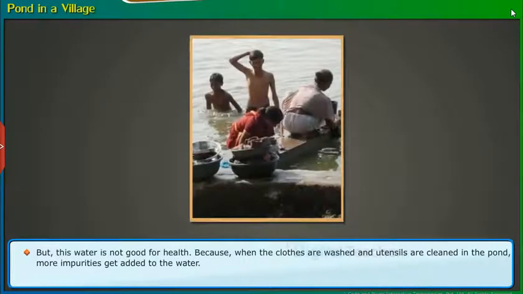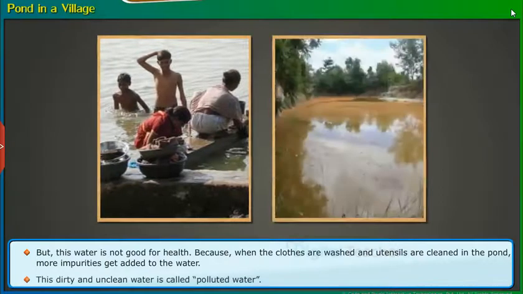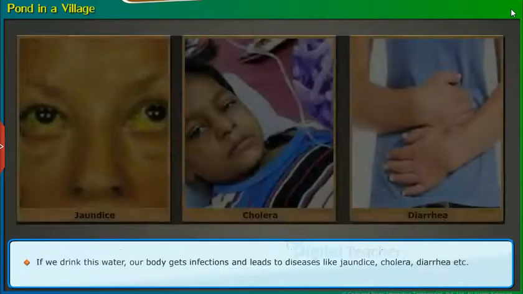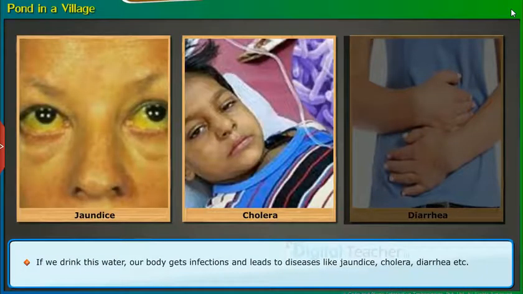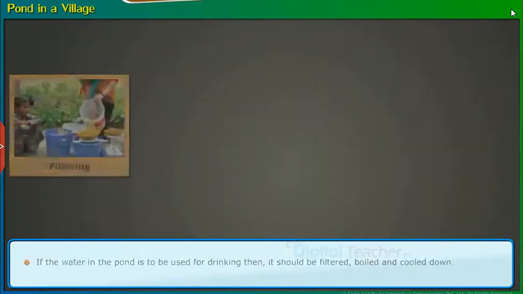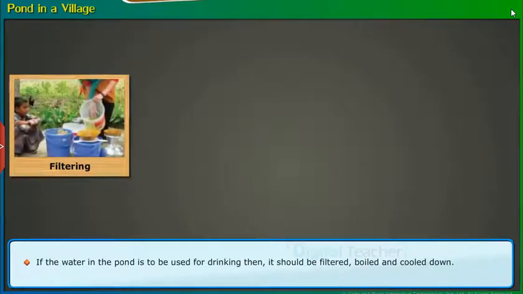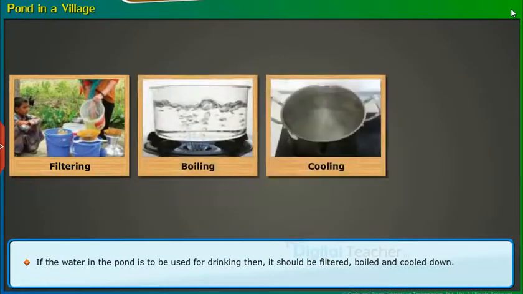But this water is not good for health because when the clothes are washed and utensils are cleaned in the pond, more impurities get added to the water. This dirty and unclean water is called polluted water. If we drink this water, our body gets infections and leads to diseases like jaundice, cholera, diarrhea, etc. If the water in the pond is to be used for drinking, then it should be filtered, boiled, and cooled down.